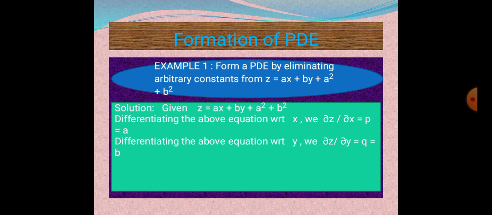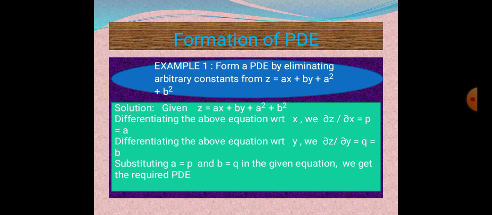Now using p and q, eliminate a and b. How to eliminate a and b? Very simple. Here p equal to a, so put p instead of a. q equal to b, so put q instead of b. So we get the equation z equal to px plus qy plus p square plus q square. That is our required partial differential equation.